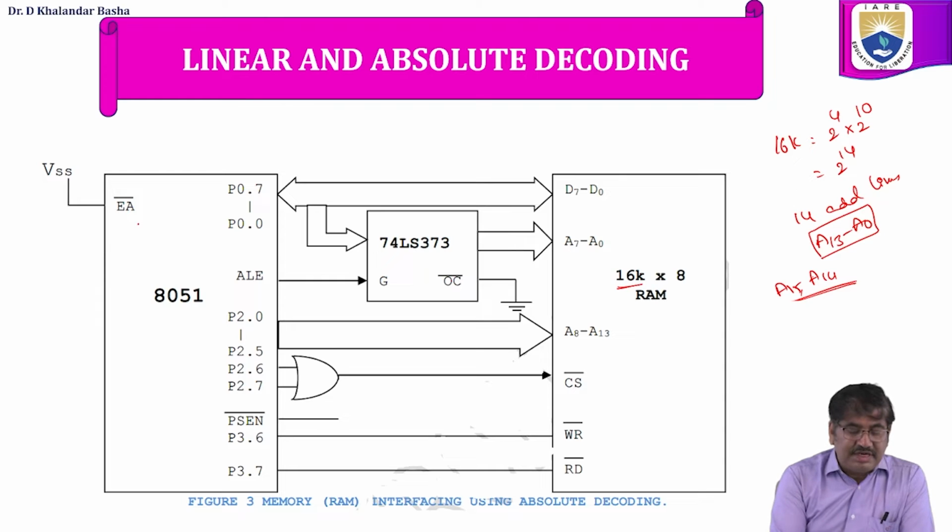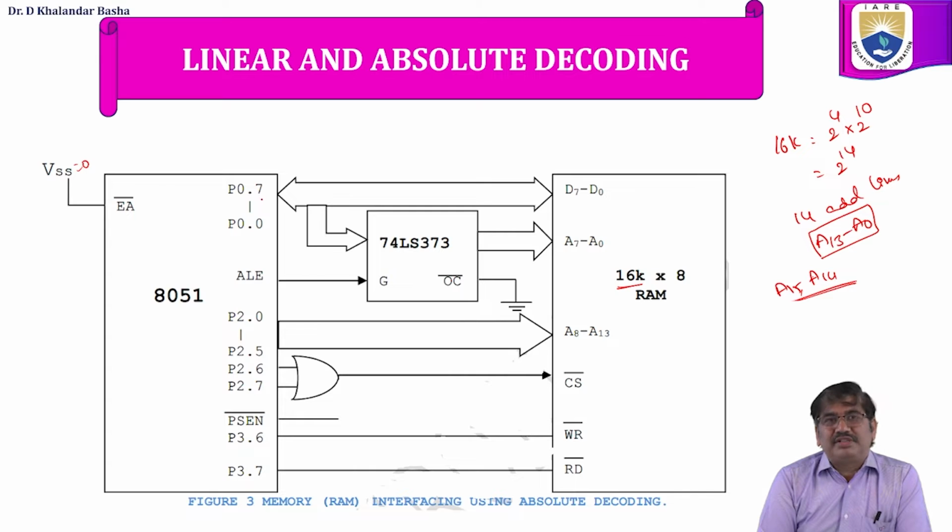As it is external memory, whenever accessing the external memory, the EA pin is connected to ground, that is VSS. Port 0.0 to port 0.7 provides the address and data information on AD0 to AD7. The ALE signal will make the latch transparent for the T1 cycle to pass the address information. The address lines required are A0 to A13, out of which A0 to A7 are covered. The remaining address lines, A8 to A13, are used for accessing the memory.